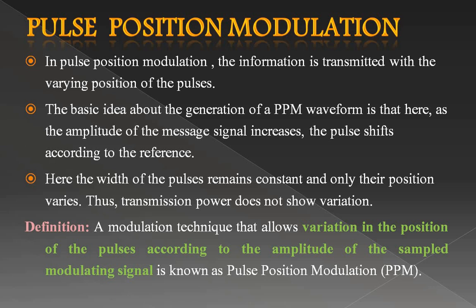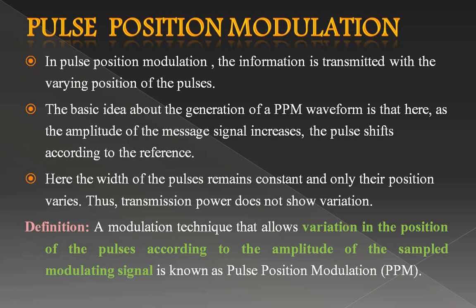Now we will see the definition of pulse position modulation. The technique that allows variation in the position of the pulses according to the amplitude of the sampled modulating signal is known as pulse position modulation. Or simply you can define it as: the position of the pulses can be varied in accordance with the instantaneous value of your message signal. Okay, both are well and good. So if you write this, it will be much more professional.